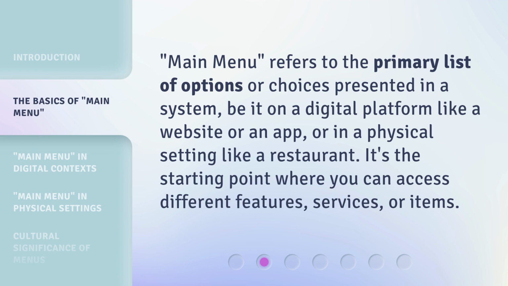Main menu refers to the primary list of options or choices presented in a system, be it on a digital platform like a website or an app, or in a physical setting like a restaurant. It's the starting point where you can access different features, services, or items.